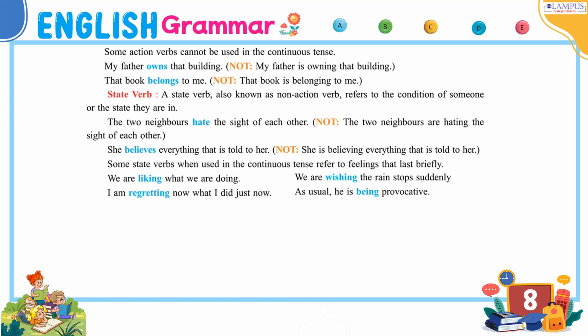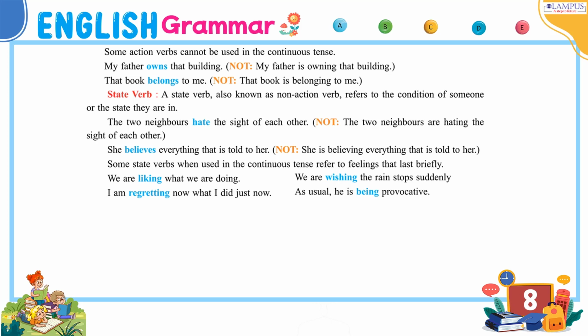State verb. A state verb, also known as non-action verb, refers to the condition of someone or the state they are in. The two neighbors hate the sight of each other. The two neighbors are hating the sight of each other. She believes everything that is told to her. She is believing everything that is told to her.